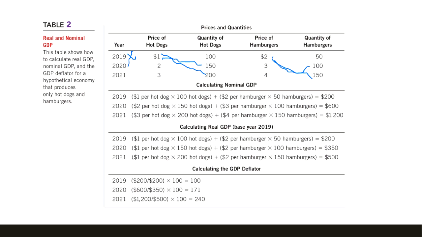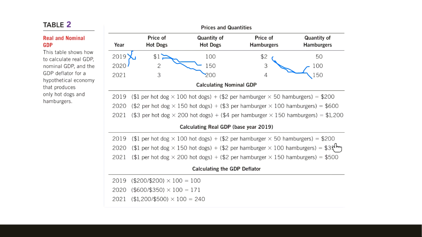And what do we get instead? Well, 2020, 1 times 150 plus 2 times 100. Now our real GDP is only 350. That's a lot less than 600, right? Like that's 250 less than 600. And similarly, in 2021, 1 times 200 plus 2 times 150 equals 500. So again, still significant growth.